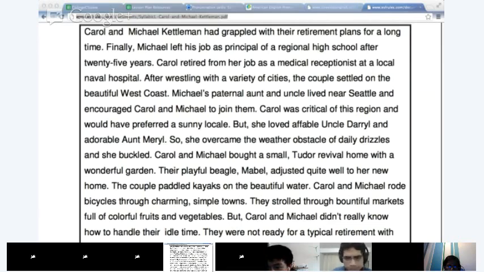But she loved Uncle Daryl and adorable Aunt Meryl. So she overcame the obstacles of daily life, and she buckled. Carol and Michael bought a small Tudor revival home with a wonderful garden. That's it.